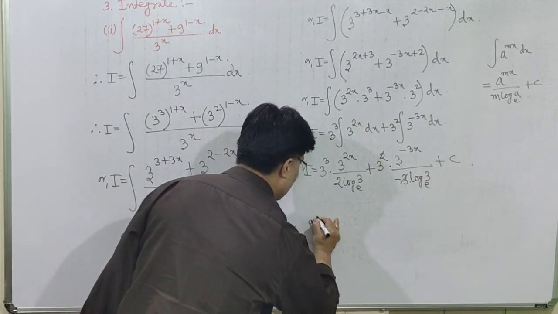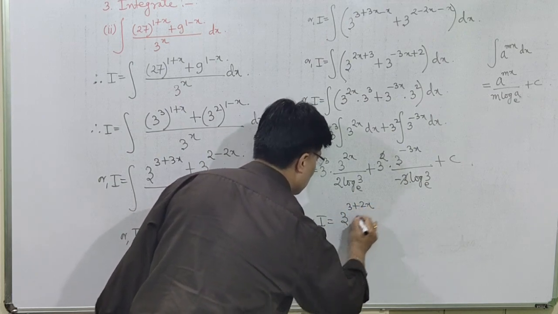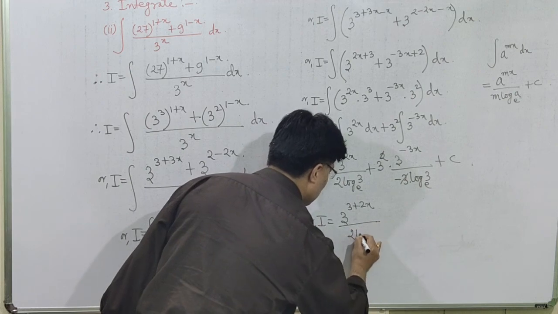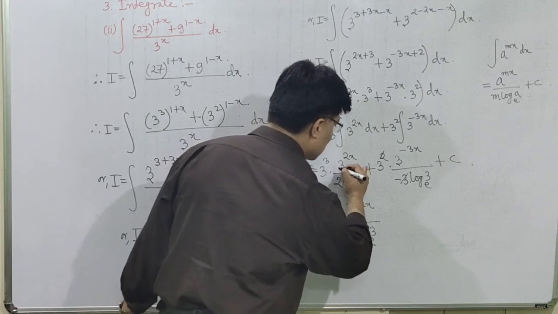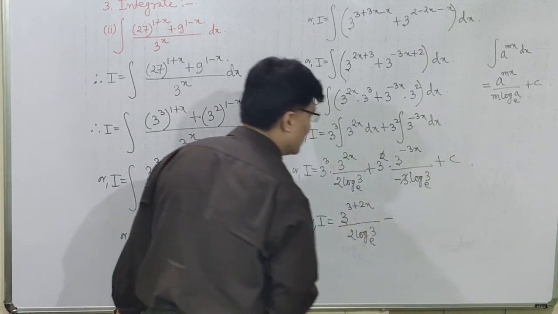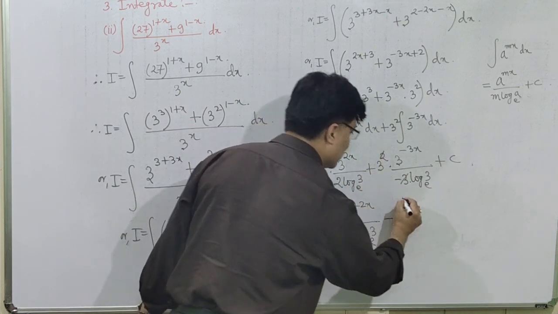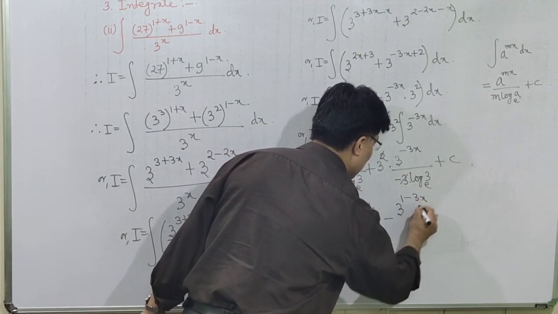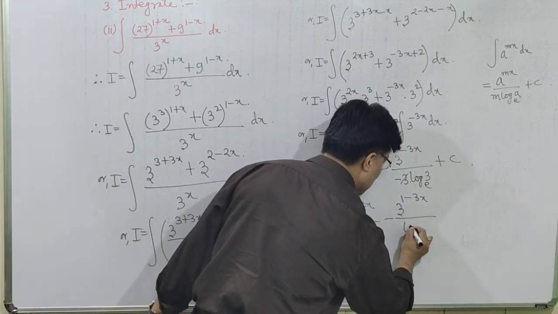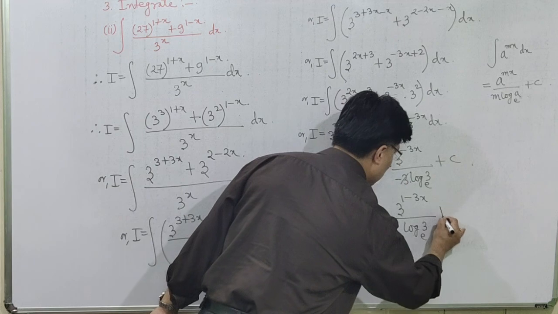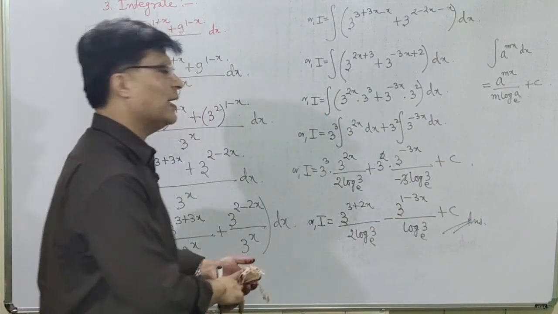So or I is equal to, this is 3 to the power 3 plus 2x divided by, this is 2 log 3 base e. Okay, then this is plus and minuses, this is your minus sign, so this is 3 to the power, how much is it? This is 1, so it is 1 minus 3x divided by, in the denominator what do we write? This is log 3 base e, then you can write plus c. So this is the final answer.